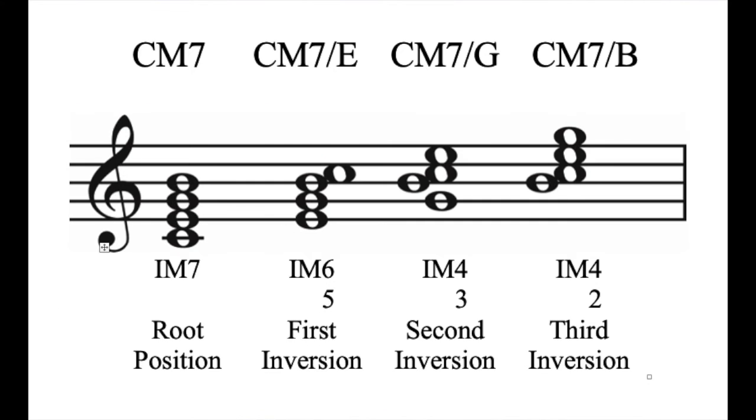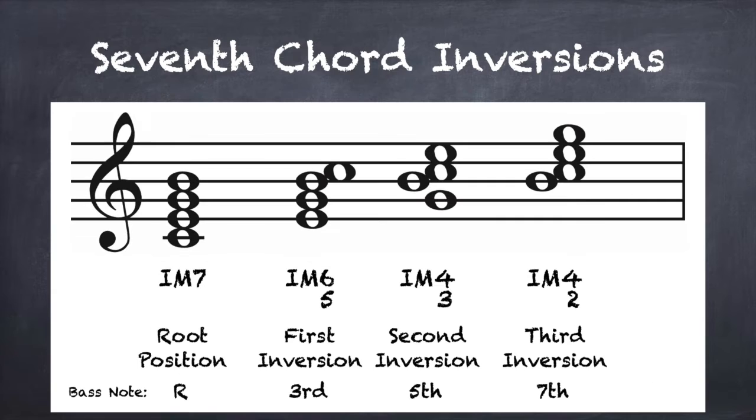The pop music symbols are C major 7, C major 7 over E, C major 7 over G, C major 7 over B. The Roman numerals are 1 major 7 for the C in the bass, 1 major 6-5 for the E in the bass, 1 major 4-3 for the fifth in the bass, and 1 major 4-2 for the B in the bass. You should just memorize.